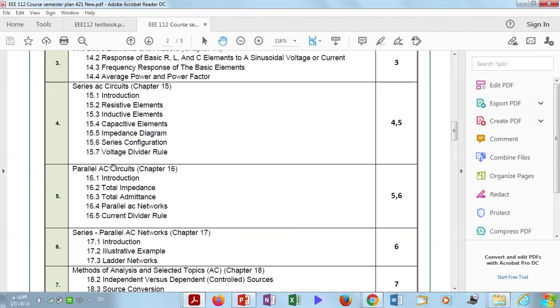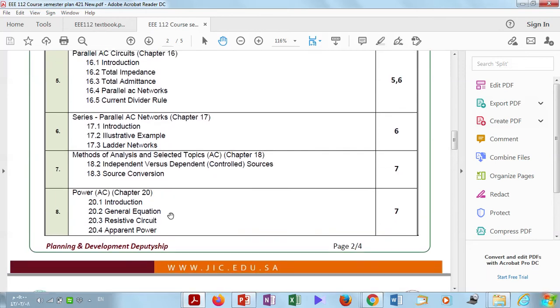After that we have three chapters about circuits, chapter 15, chapter 16, chapter 17. All these chapters talk about electrical circuits, series, parallel, and some examples in chapter 17. All the rules applied in Circuit 1 we will apply in Circuit 2, for example the voltage divider rule and current divider rule. After that we will see some methods of analysis and selected topics.